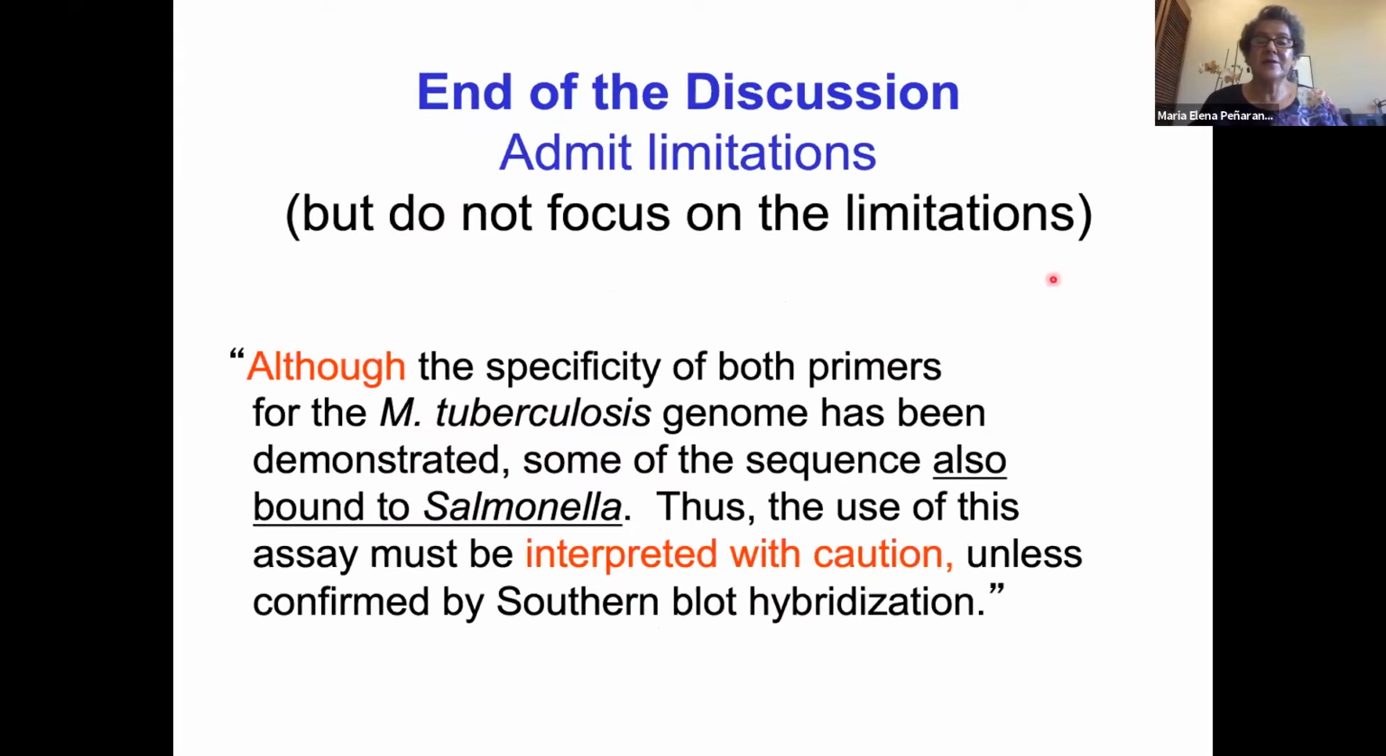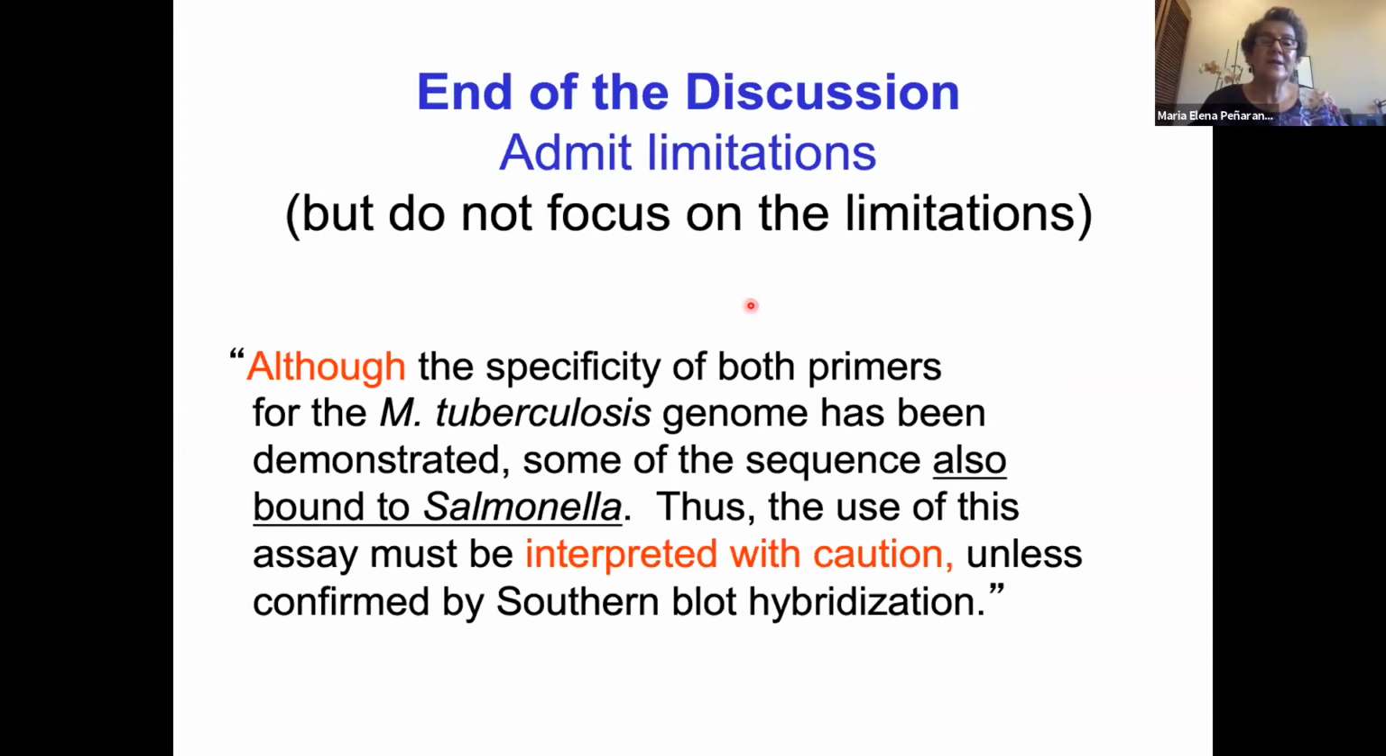But admit your limitations if the limitation is really a limitation, and I'll show you an example. Although the specific primers for tuberculosis were the same sequence, they also found another bacteria, Salmonella. Thus, this data had to be interpreted with caution. What happened is the sequence used to do an experiment in tuberculosis also detected Salmonella. It just happened to have a very similar sequence. So it strongly detects tuberculosis, but as a background, you can detect Salmonella.